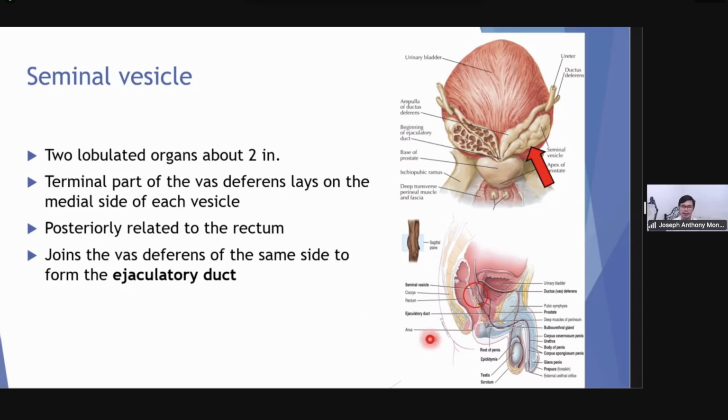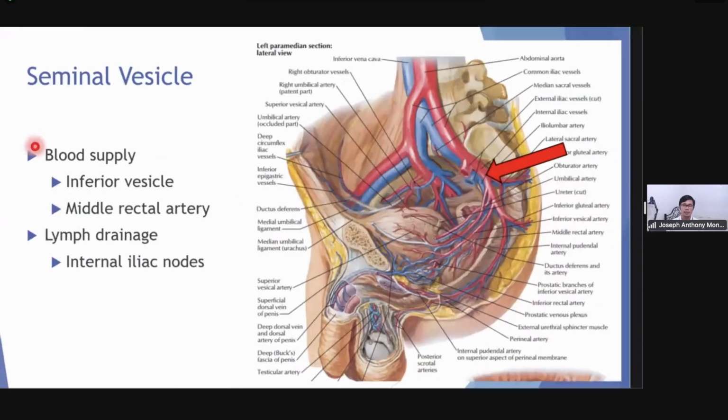It is also important to take note that posteriorly, the seminal vesicle is related to the rectum. We are also going to discuss what the fascia or septum separating them is called. Again, to take note here is that when your vas deferens and seminal vesicle terminate, they form a union, and that union will now be your ejaculatory duct, as you can see here. This one is your ejaculatory duct. The seminal vesicle as well as the ampulla lie on the base of the bladder. Don't be confused.